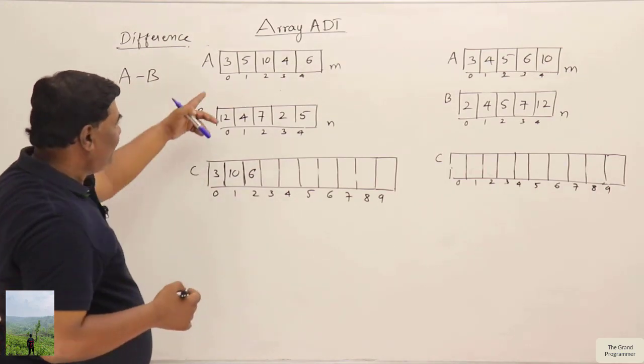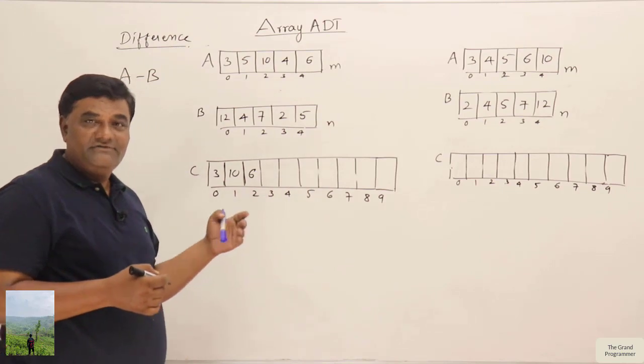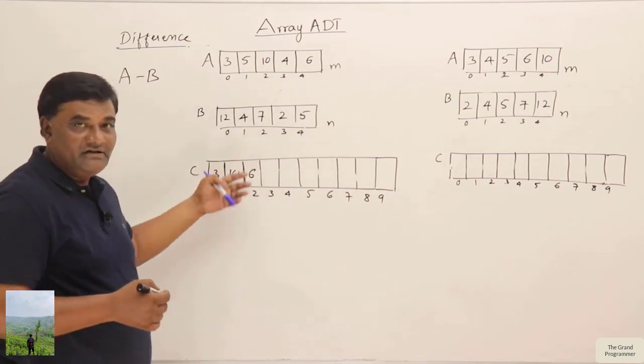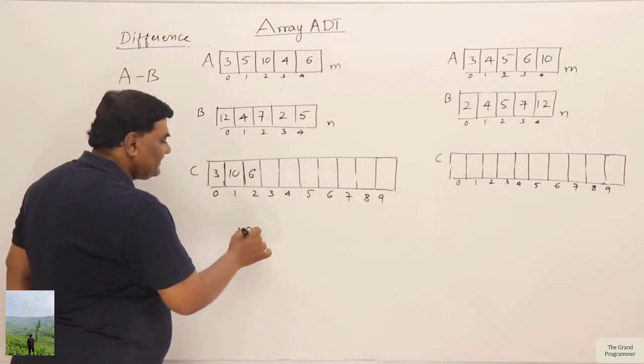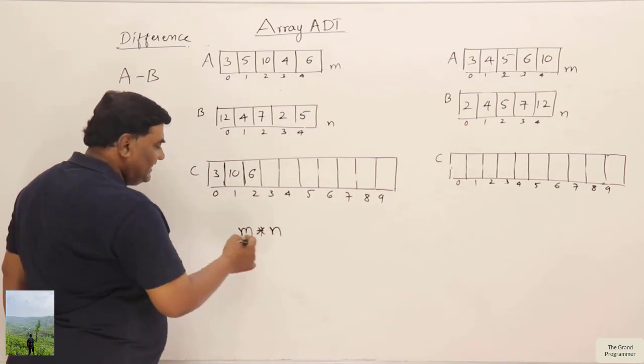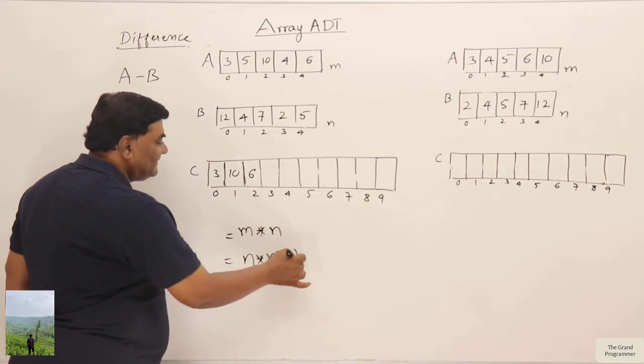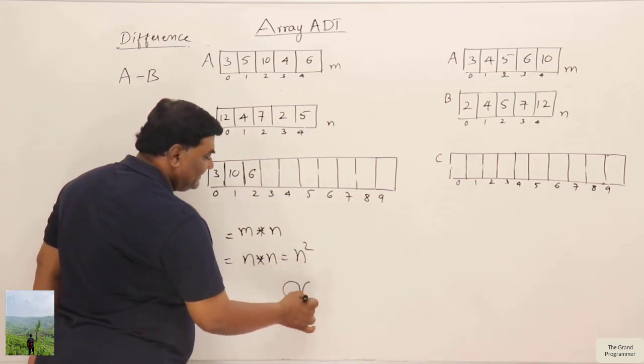So every element of A is compared with all the elements of B, and if it is not there, then we are copying it. So we are searching here. So m elements are copied, and every time they are searched in n elements. So this is m into n. So in a single variable, this is n into n, and this is n square. So the time is n square.